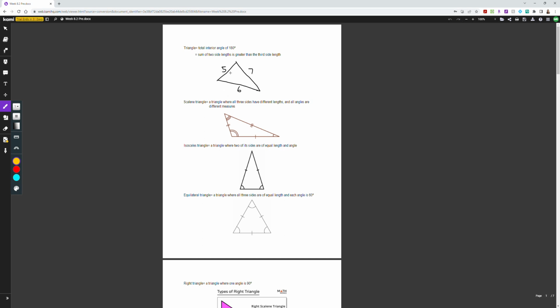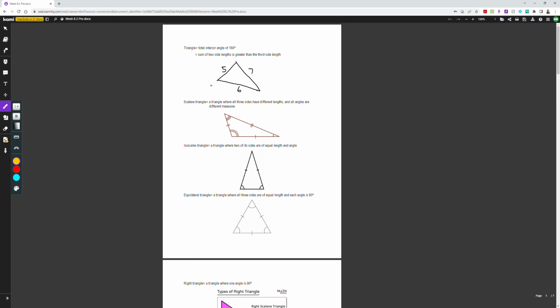Same thing, we go the other way. We do 5 plus 6, which is 11. It's greater than 7, which is the third side length. So that's how we test if it's a triangle or not. If we add the two side lengths together, their total should be greater than the third side length. And we'll actually see this in some of the practice questions in our deep dive lesson.